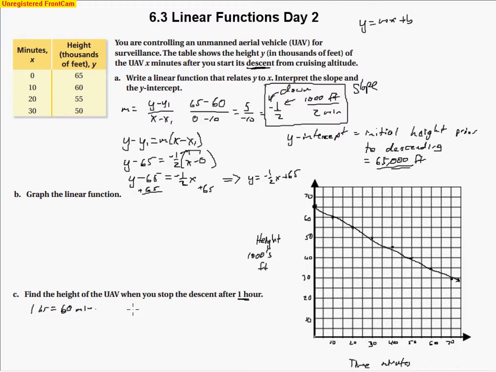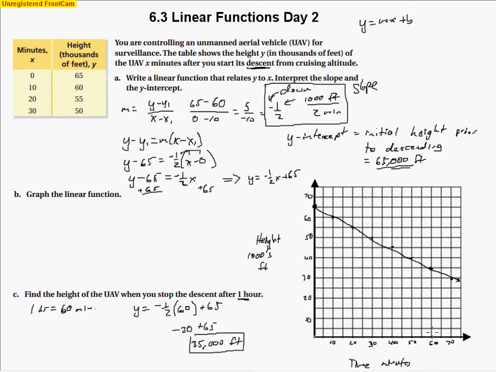Let's take that 60 minutes and substitute into our function: negative 1/2 times 60, plus the 65. That makes negative 30 plus 65, which leaves us with 35. So 35,000 feet is the height we would end up at. Let's see if we have that right at this point right there.